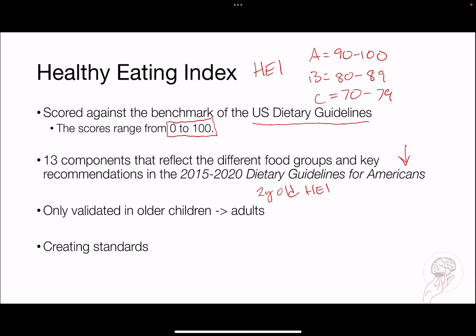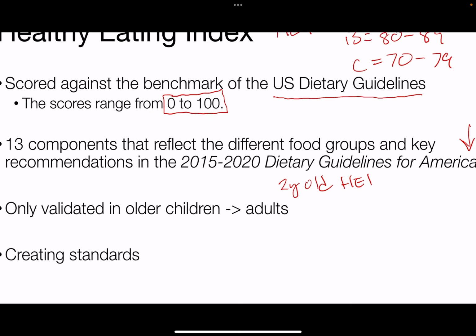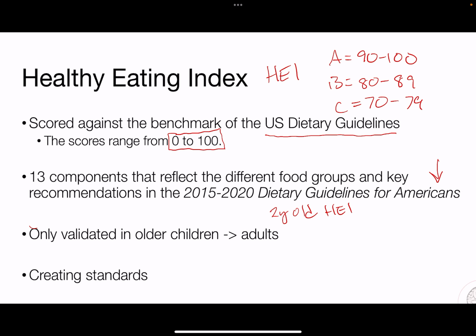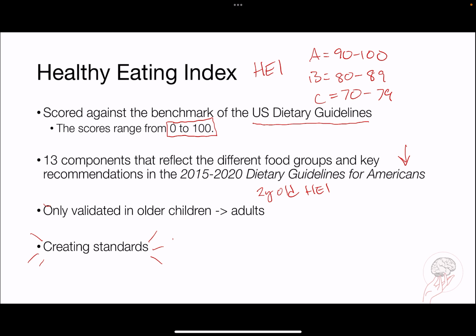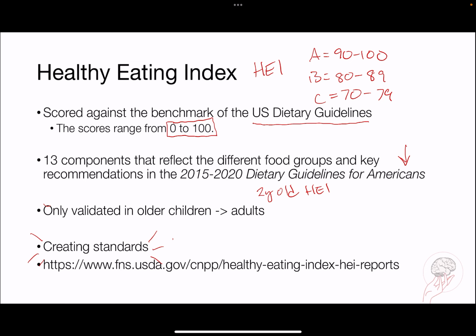But what's really nice for this is that we're creating standards. So we know the average Healthy Eating Index for the US. We can compare an individual to an average. And this gives context for our patient, client, participant. And we can actually easily look up the reports here.